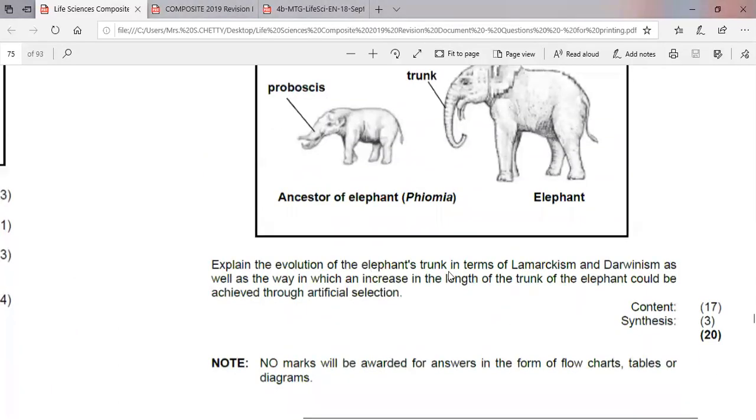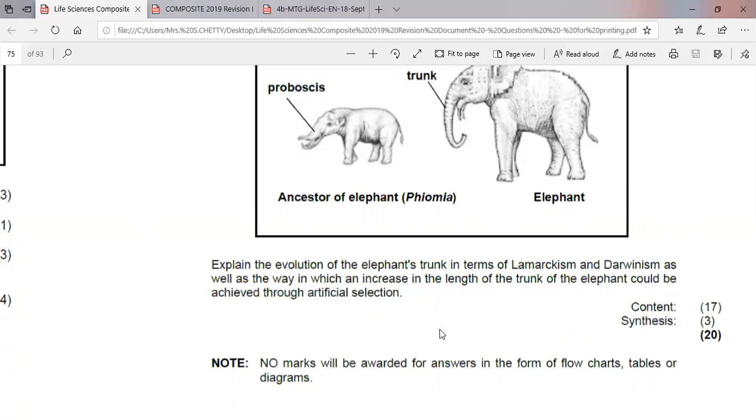Explain the evolution of the elephant's trunk in terms of Lamarckism and Darwinism, as well as the way in which an increase in the length of the trunk could be achieved through artificial selection. So, new concept here, artificial selection. Old concept we learned about was Lamarckism and Darwinism. So when the children saw this, the first thing they said, oh my God, we didn't learn about elephants. However, my darlings, they can present any animal to you. It's about how you can use the knowledge that you gain and apply it in a new situation.